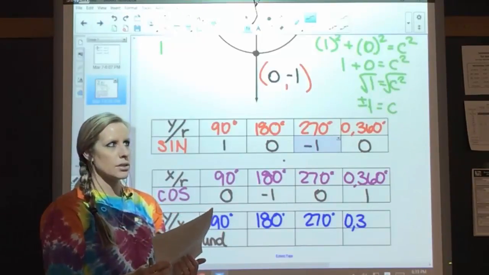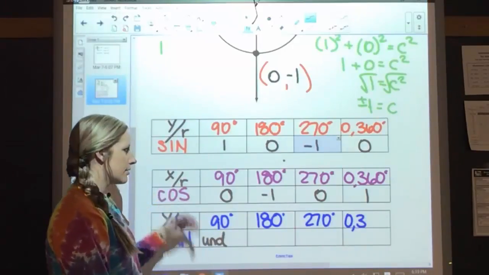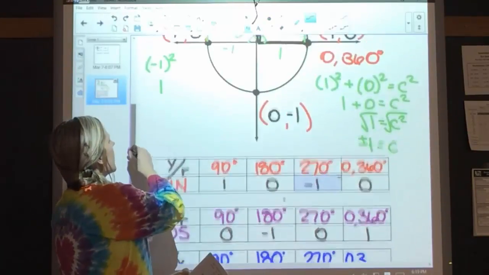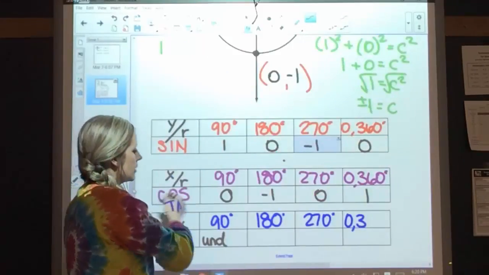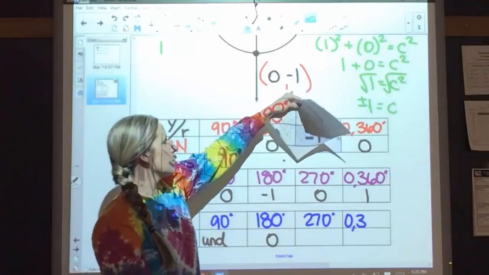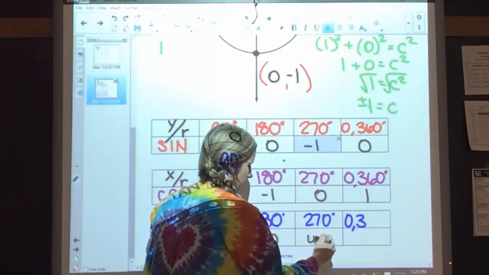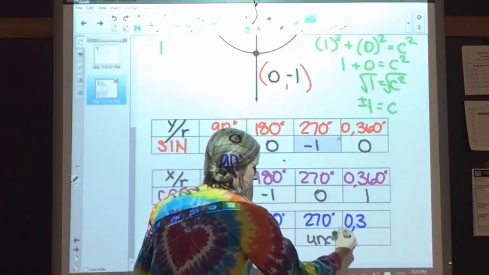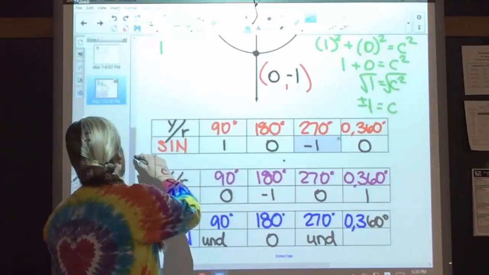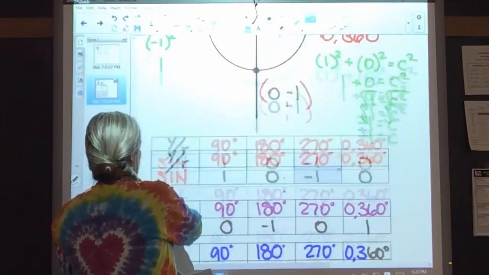I don't know if it's the week after spring break or the week after that, but we'll graph trig functions later. 180 degrees, we have 0 divided by -1, and 0 divided by anything is 0. 270, -1 divided by 0 is undefined, so we have another asymptote. And then 0 and 360 would be 0 divided by 1, which is 0.